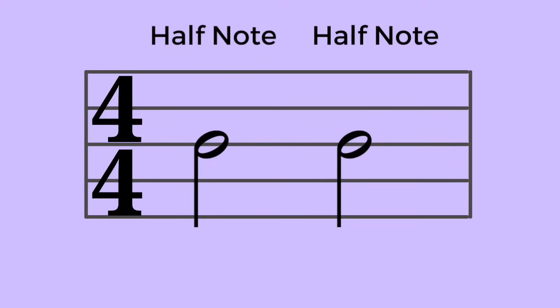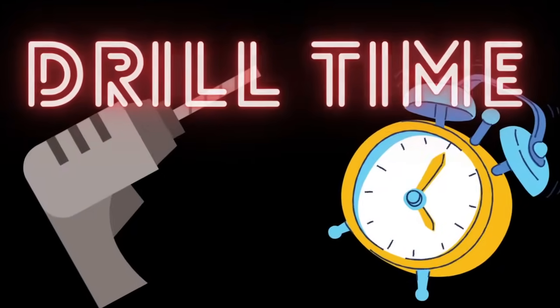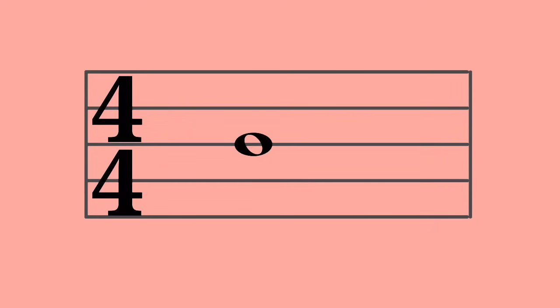2 half notes would be counted like this. 1, 3. Notice that beats 2 and 4 are contained within these 2 half notes. This is why we're skipping over them. And hey, would you look at the time again? It's another drill time. Same as before. First I go, then you repeat.